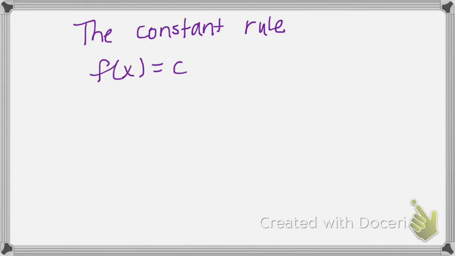So the first one is called the constant rule. Basically all that's telling you is that if f of x is a constant, like if f of x is 10, or if f of x is 20, or if f of x is negative 5, then the derivative of f of x is 0. And that's because the derivative of any number is just 0. The slope of a constant line is 0.